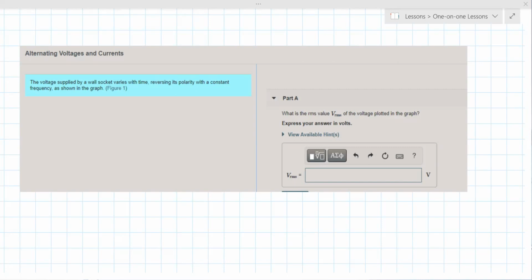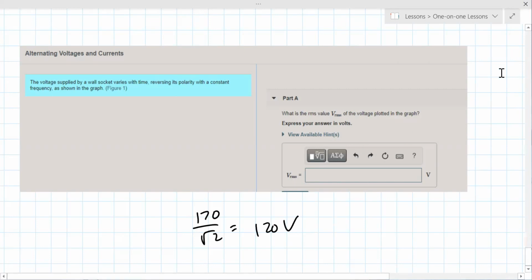Okay. So, well, what's question 2 ask? No, IRMS. Okay. I guess so. So it looks like it's 170 divided by the square root of 2, which is about 120 volts. Might try that. Correct. Okay, that's good.